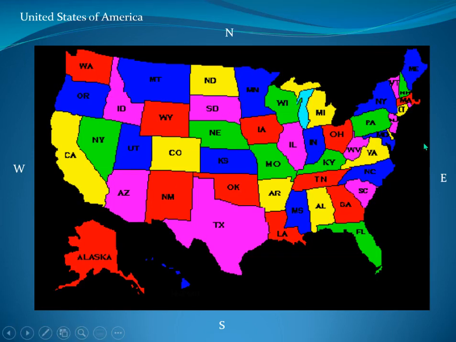You can see all of the states in this picture. There are 50 states in America. Each state is labeled with an abbreviation. The abbreviation for Pennsylvania is PA. You may have heard somebody say, I live in PA. That's just them saying that they live in Pennsylvania.